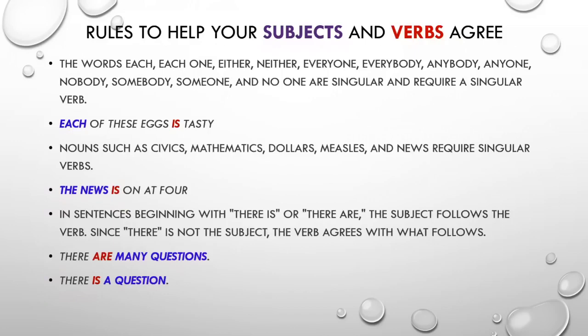Now another rule is, the words each one, either, neither, everyone, everybody, anybody, anyone, nobody, somebody, someone, and no one. These are all singular and require a singular verb. So, each of these eggs is tasty. That's an example of that rule.